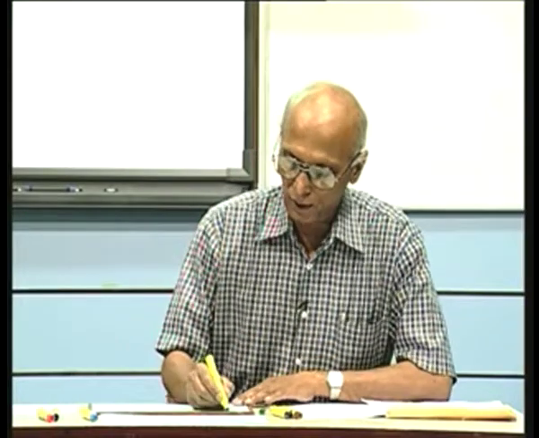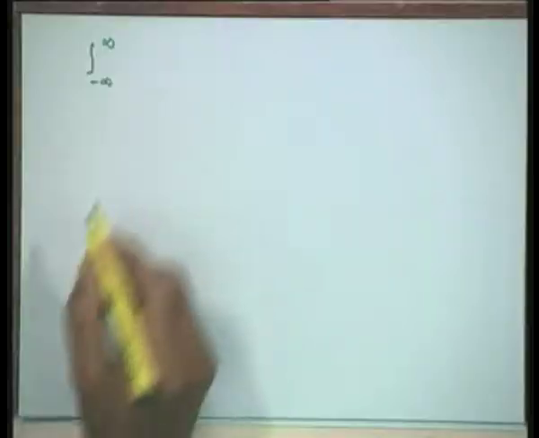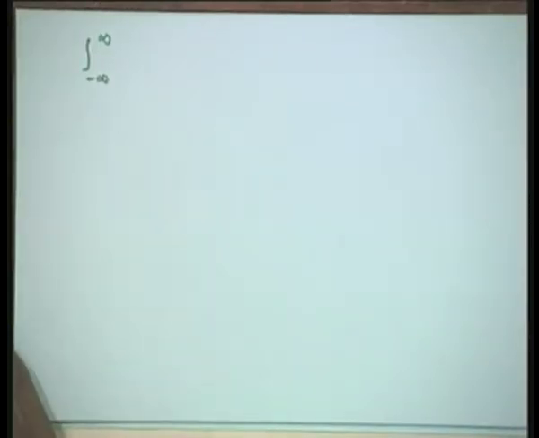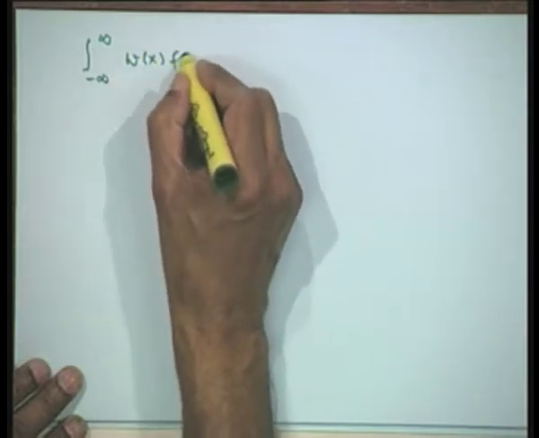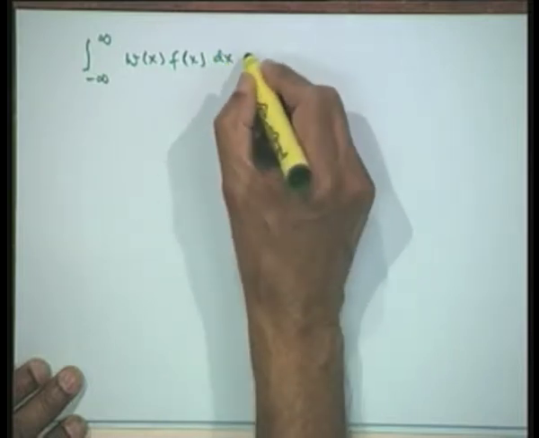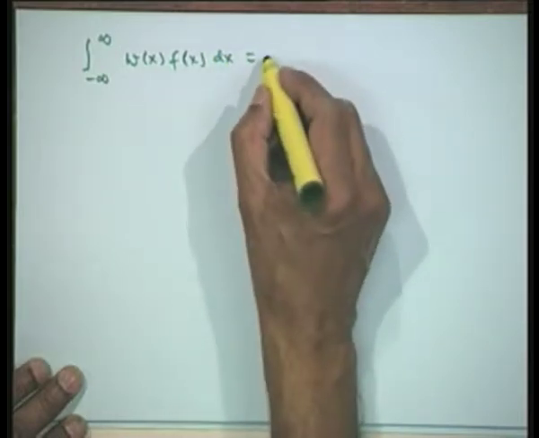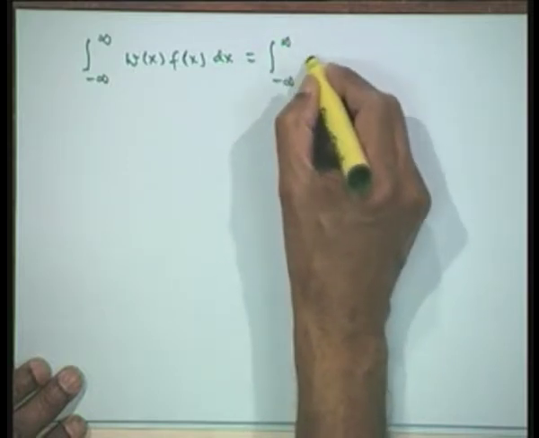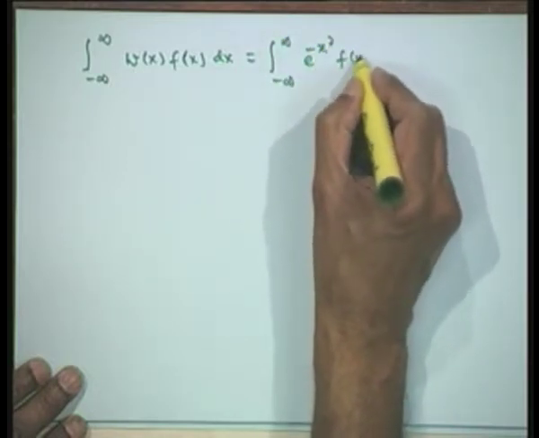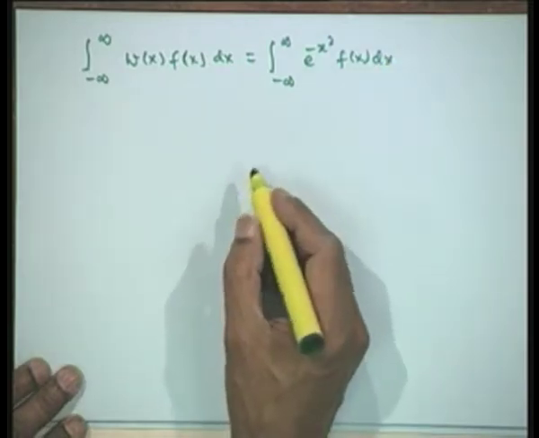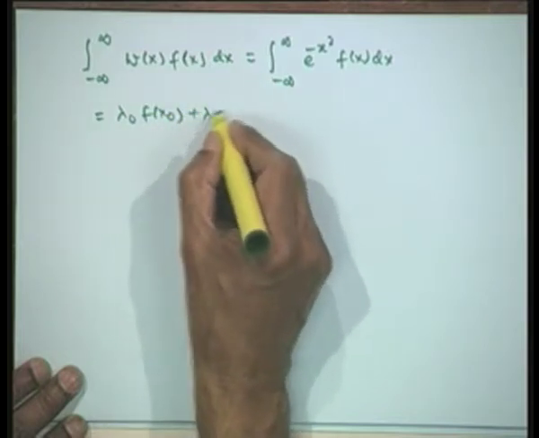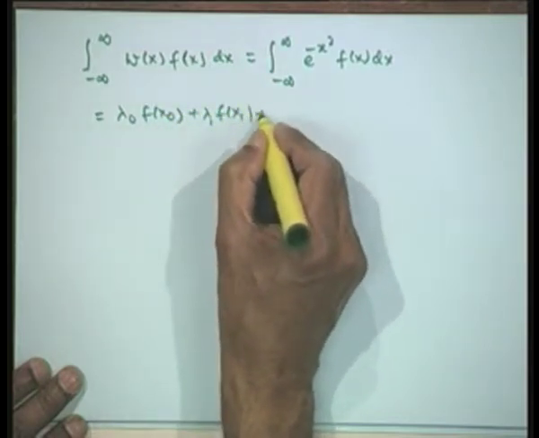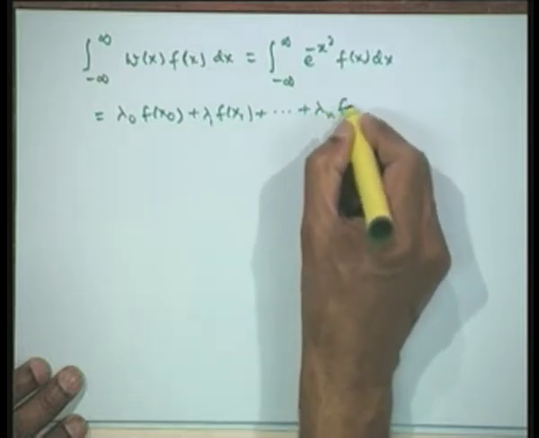Now, let us take the next improper integral, that is evaluating the integral from minus infinity to infinity of a particular form, and we would consider the formulas of this particular type, w(x) f(x) dx, and we shall choose w(x) as exponential of minus x squared, exponential of minus x squared f(x) dx. And this we would like to write again as lambda 0 f(x0) plus lambda 1 f(x1) plus so on, lambda n f(xn).